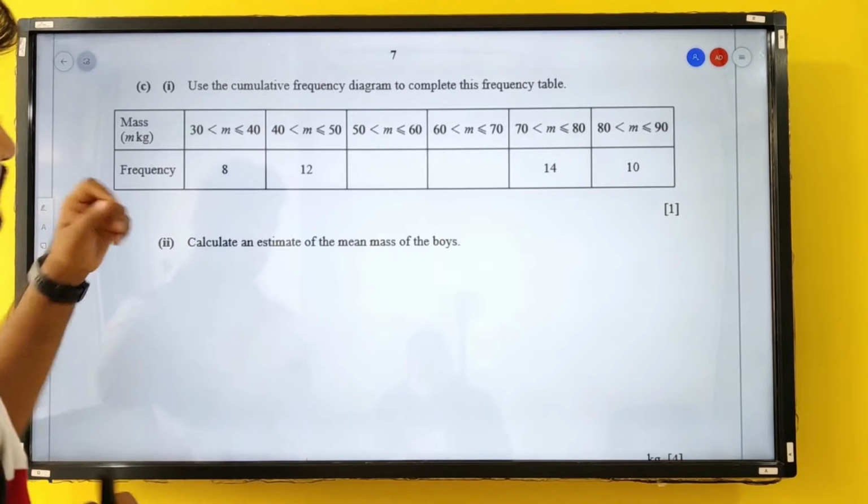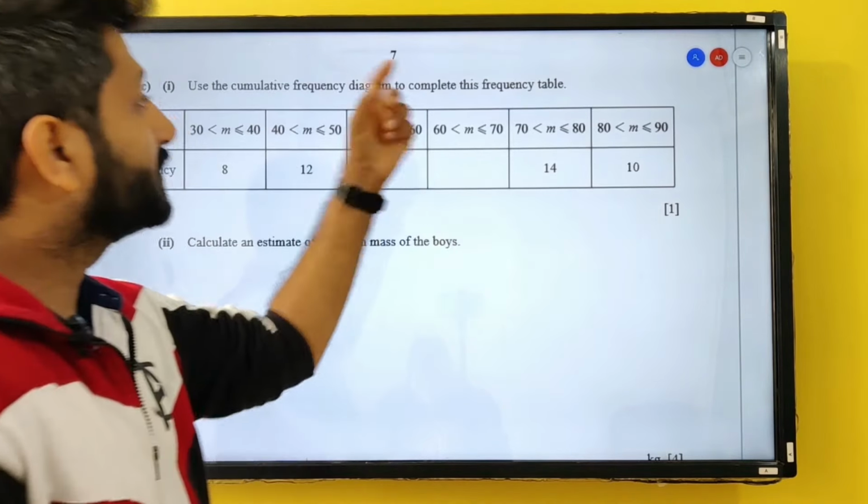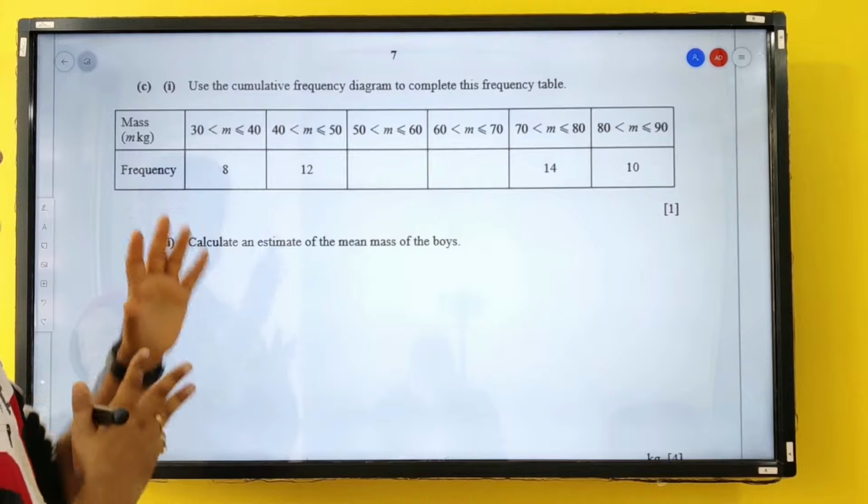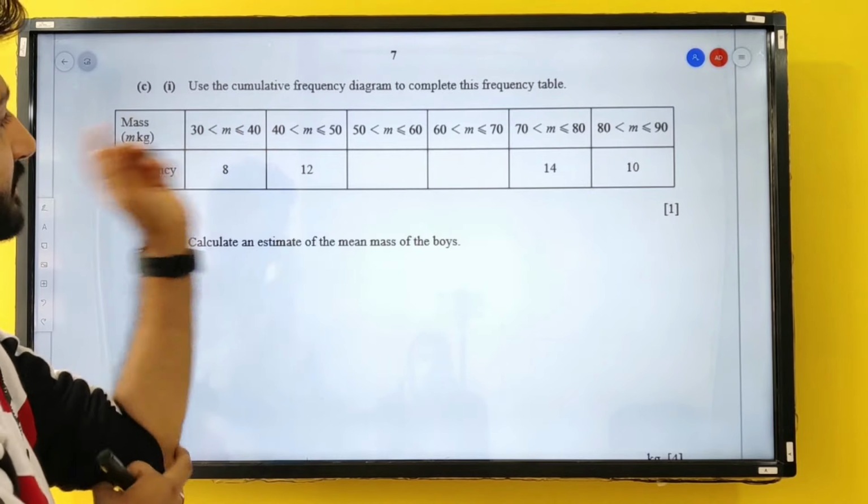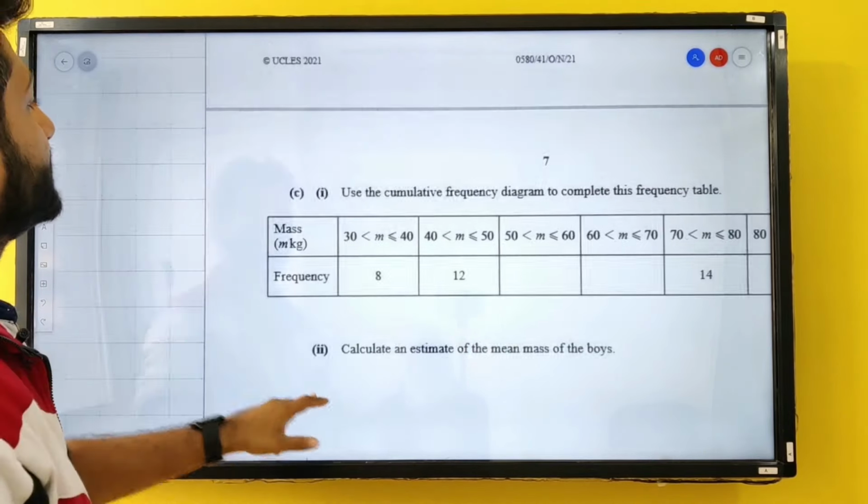Part C. Use the cumulative frequency diagram to complete this frequency table. From 30 to 40, 40 to 50, everything is given. Let us find out the value from 50 to 60.